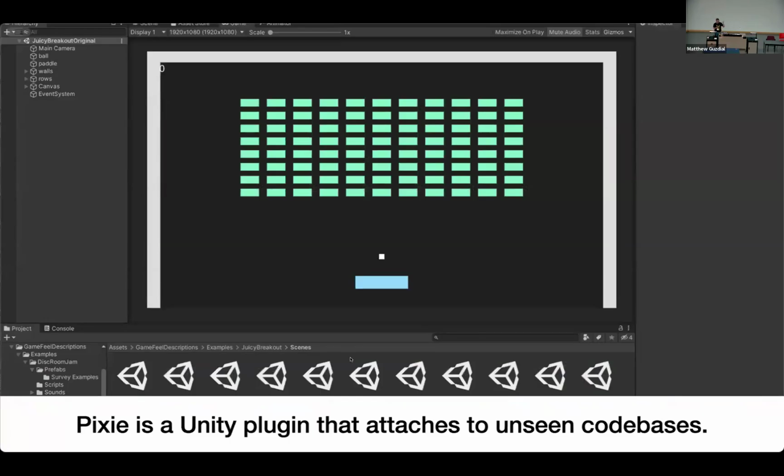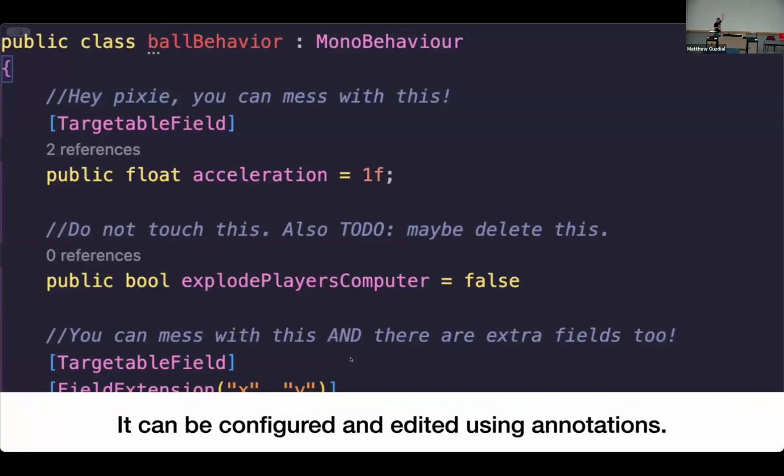Pixie is a Unity plugin that attaches to code bases that we've never seen before. All the examples in the paper are games someone else wrote. That was really, really important for me. We use something called annotations, which means people can very easily tell Pixie which parts of its game it is allowed to edit and which parts it isn't.